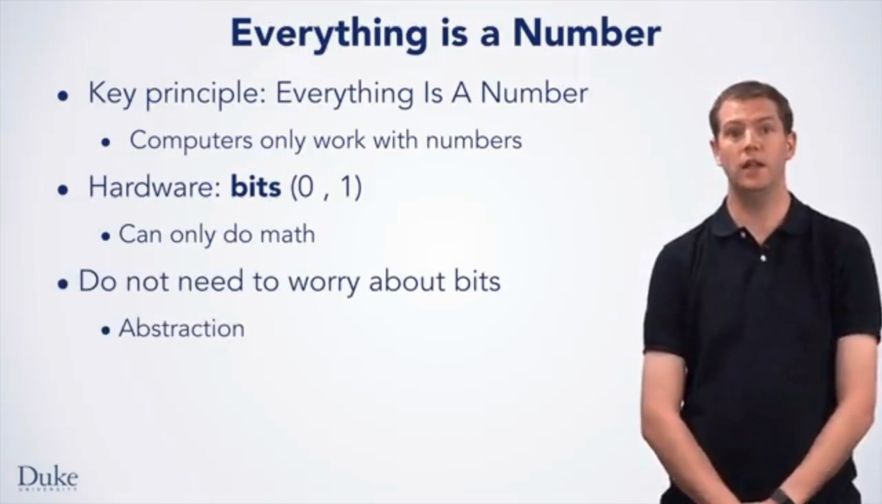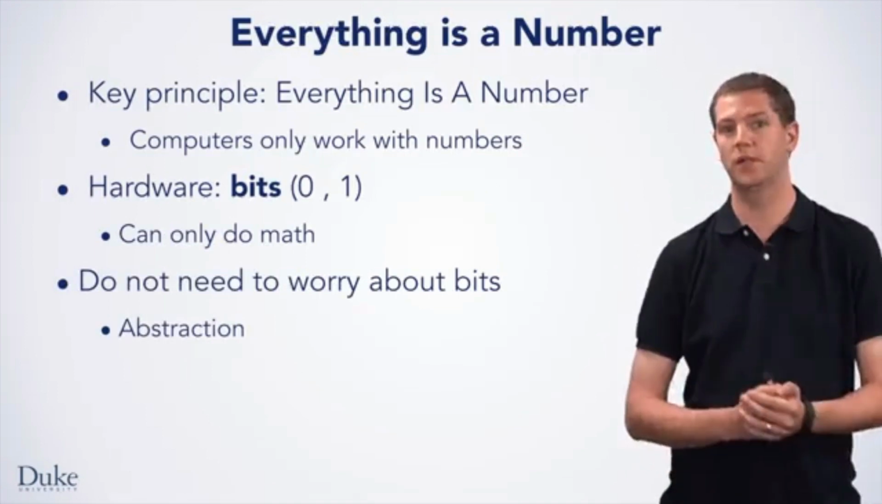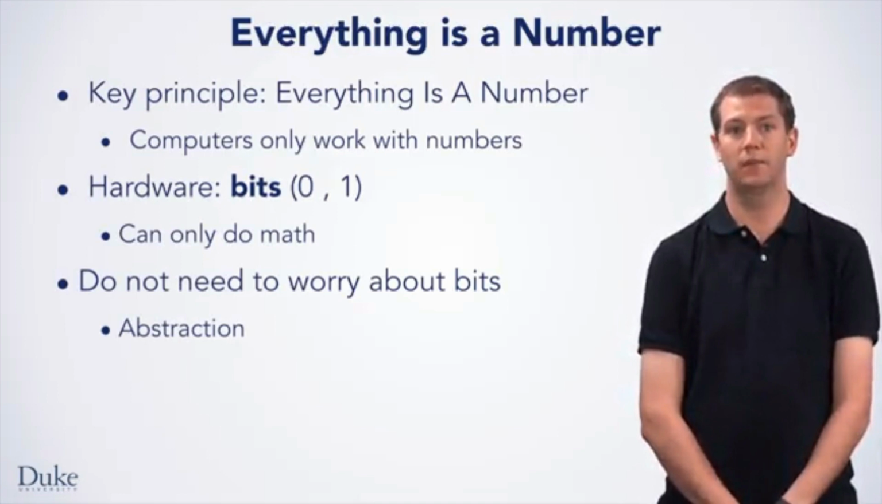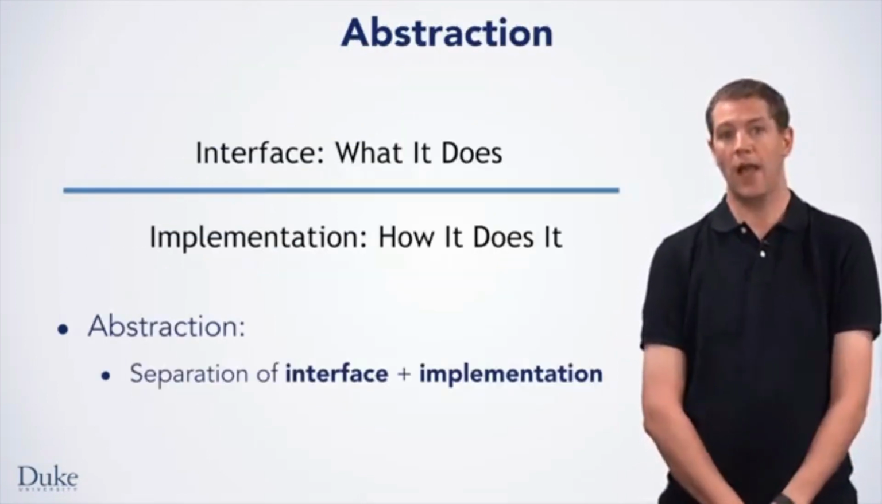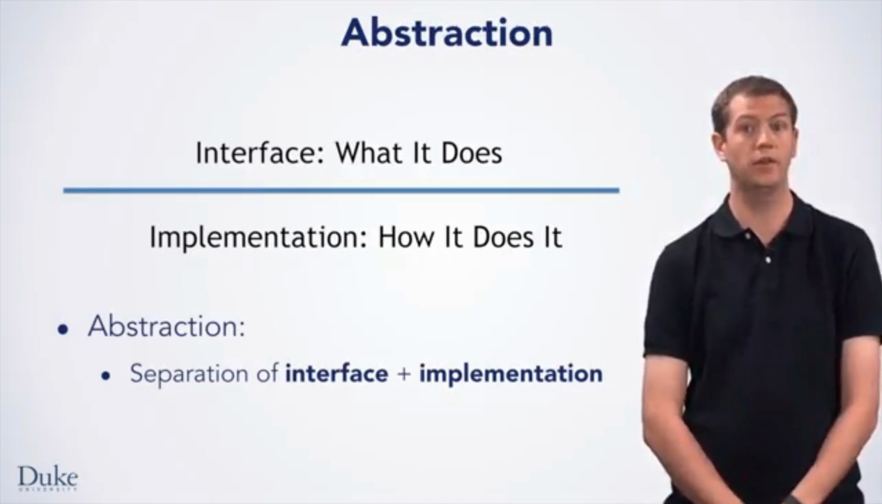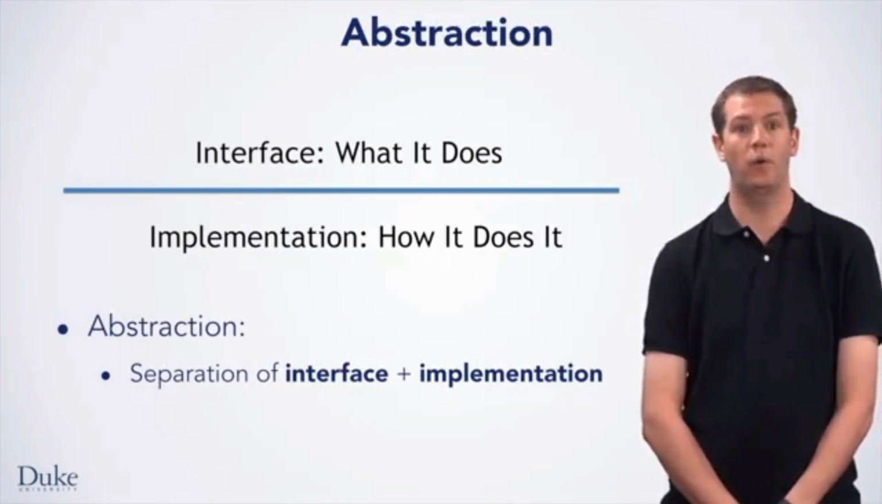Fortunately, you do not typically need to think about the details of the bits due to a wonderful principle called abstraction. Before we talk more about how everything is a number, we'll take a minute to talk about abstraction. Abstraction is the separation of the interface, what a thing does or how you use it, from the implementation, how it does that or how it works.